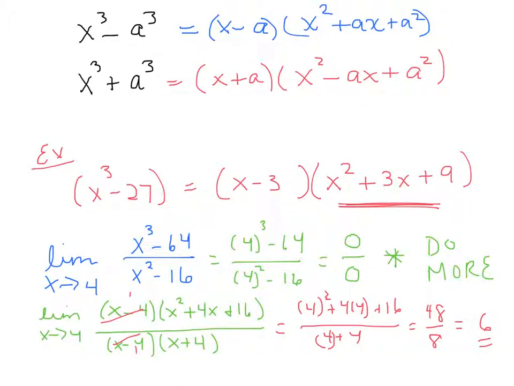The biggest thing to remember when you get 0 over 0 is that you need to do something else. Factoring is just one of the options of the something else you can do. The other videos will address the other options.